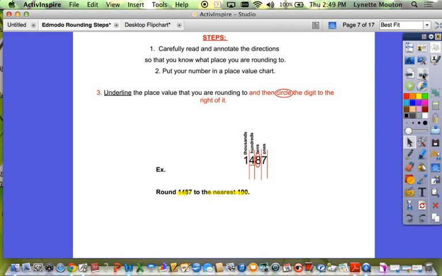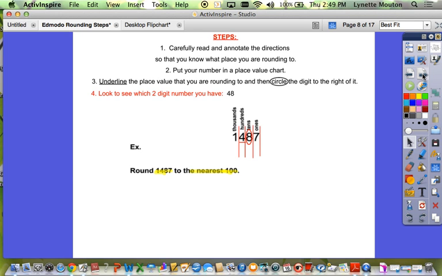Next step. Who knows the next step? We're supposed to put the high 10 and low 10. Before you can decide about the high 10 or the low 10, you've got to know your two-digit number. You have to know what your two-digit number is. And our two-digit number, everyone, is? 48. Okay. So we're looking at the two-digit number 48. Now we can write our high 10 and low 10.